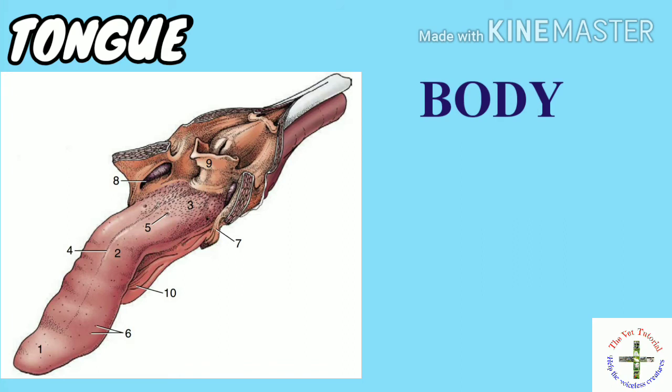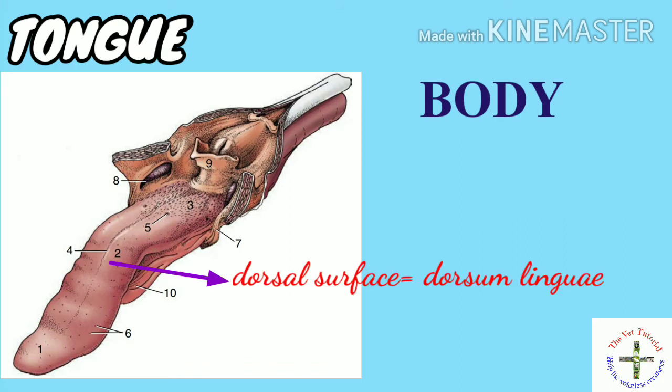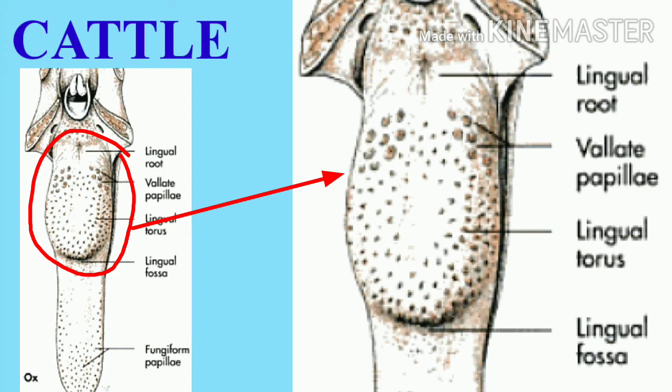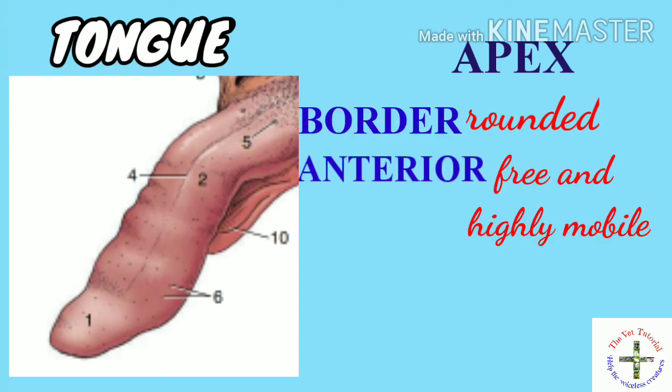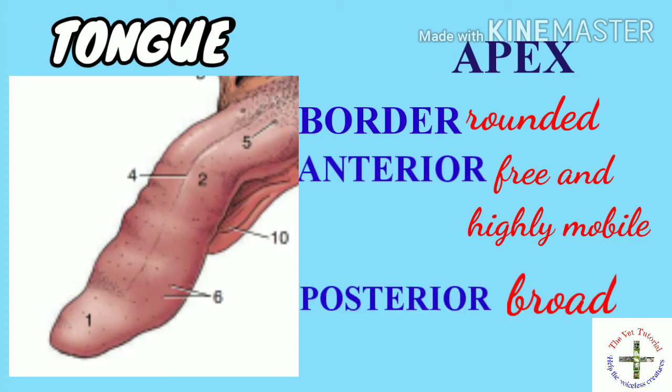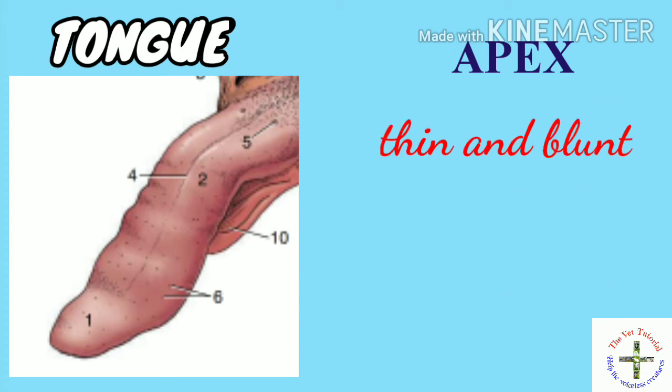And then body. The dorsal surface is known as dorsum linguae, which is free. In cattle, the caudal part of the dorsal surface of the tongue, that is dorsum linguae, is raised to form a large prominence, which is known as torus linguae. It has tendency to collect the food. And then apex. The border is rounded, the anterior part is free and highly protractile, and then posterior part is broad. Apex is thin and blunt.